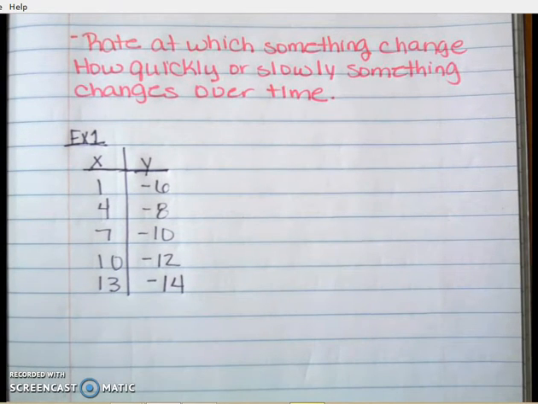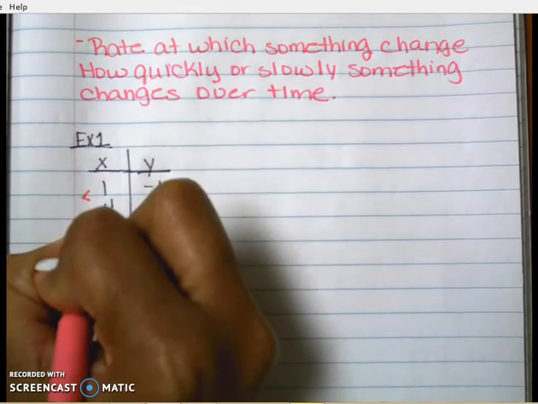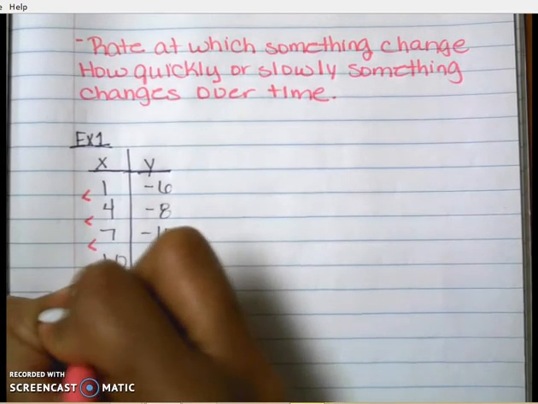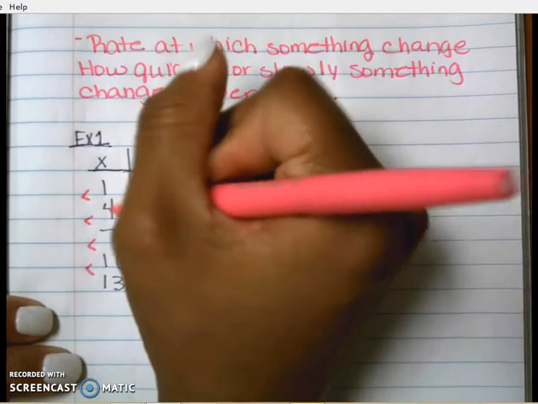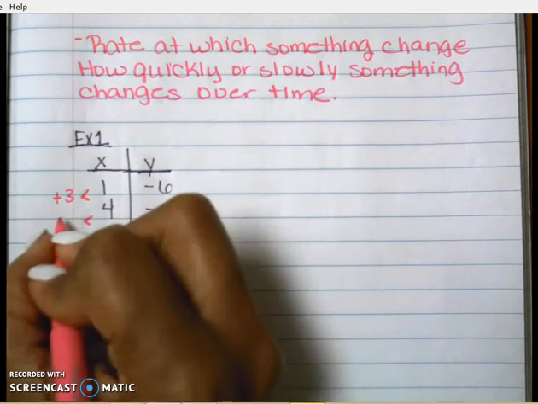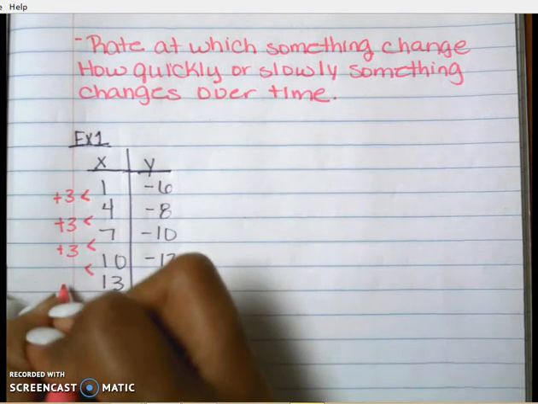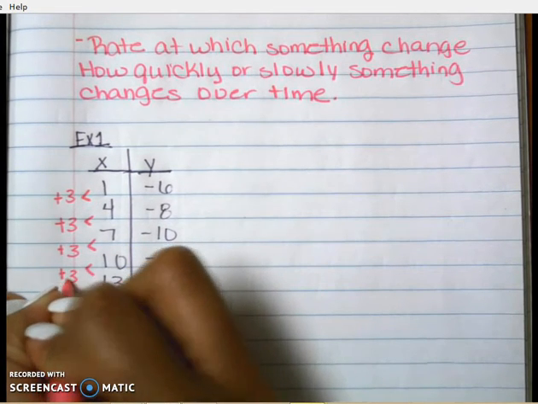What we will do in order to find the rate of change, or how it is changing over time, is compare how our X coordinates are changing on our X axis. So from 1 to 4, I add 3. From 4 to 7, I'm adding 3. From 7 to 10, I'm adding 3. And from 10 to 13, I'm adding 3.